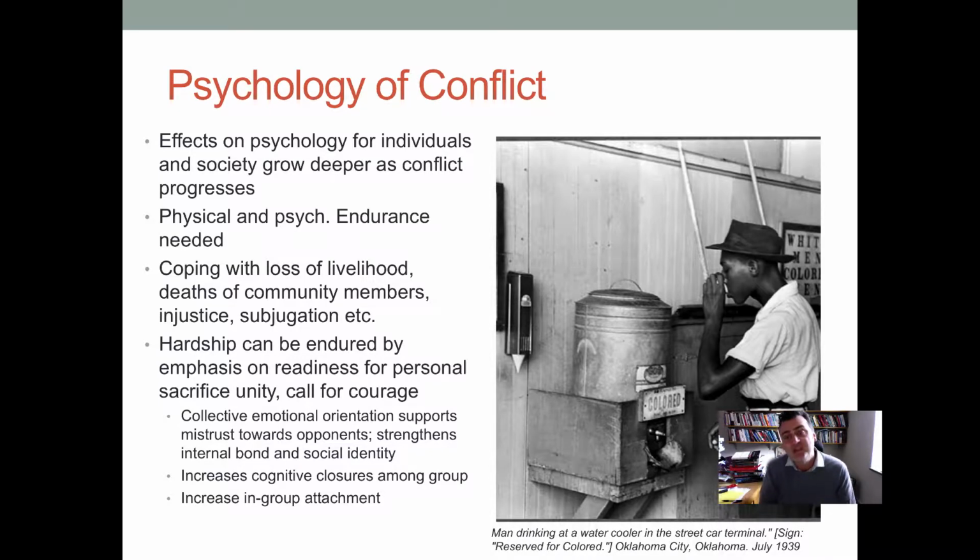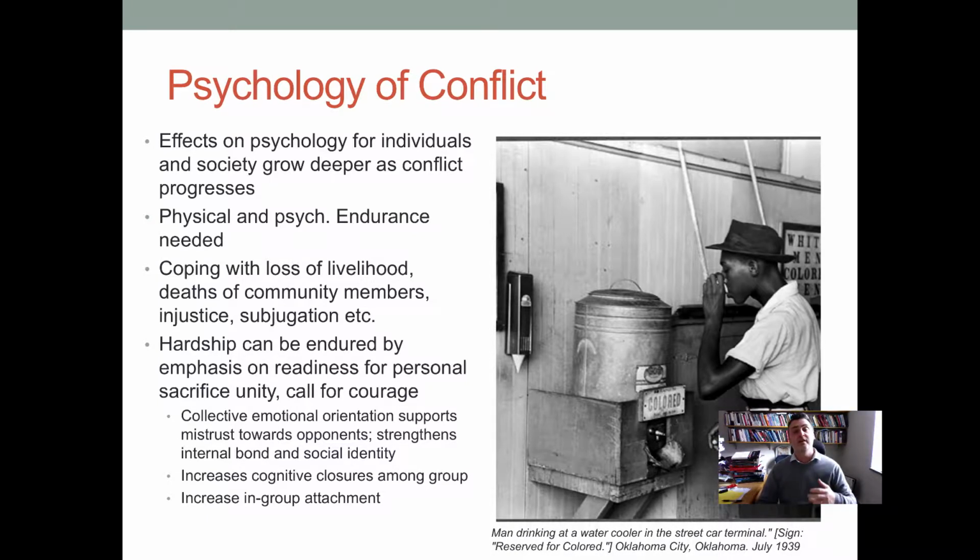Now, psychology of conflict is important. Imagine you are in a situation where you are subject to forms of victimization, forms of violence. Just think about African Americans during the time of segregation. So physical and psychological endurance is needed in order to live with it, in order to overcome that continuous persecution or trauma. So you're looking at coping with loss of life, livelihood, deaths of community members, injustice, subjugation. So you're constantly subject to these forms of violence.